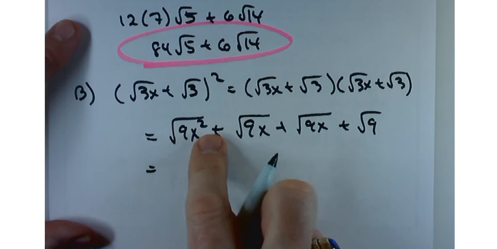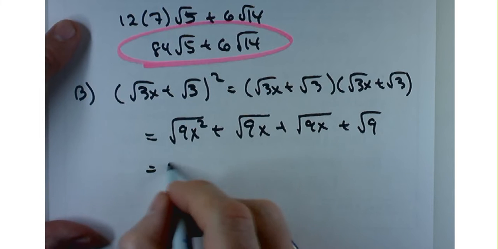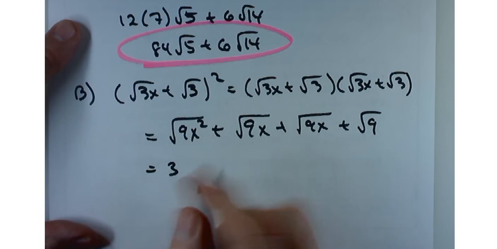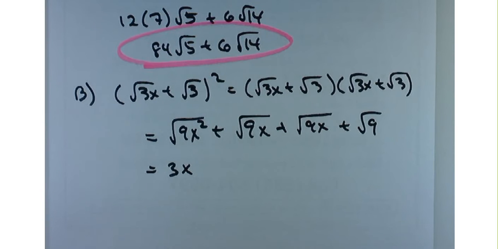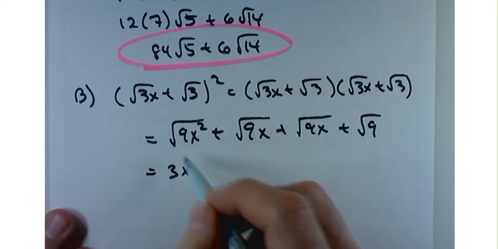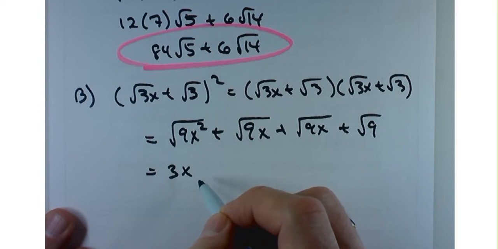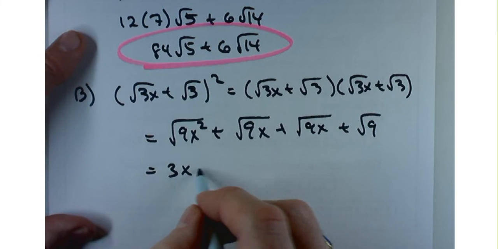Both of these terms are perfect squares. What do I get when I take the square root of that? 3. And the square root of this is going to be x. Now for a problem like this, they're probably going to tell you to assume the variables are positive. Because the variables are positive, I don't have to worry about the absolute value around this one. Normally you would, but you don't have to in this case.